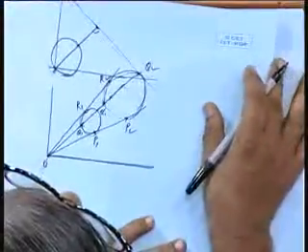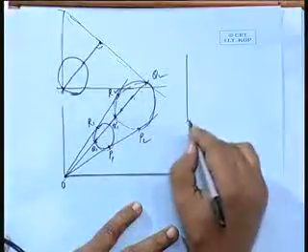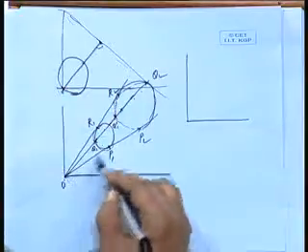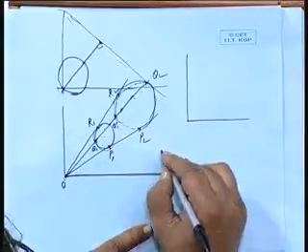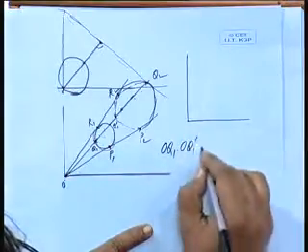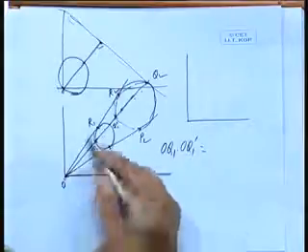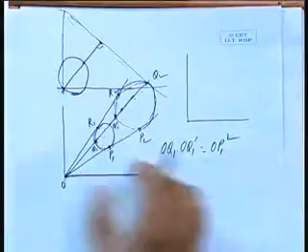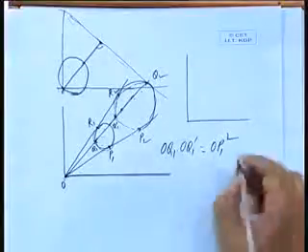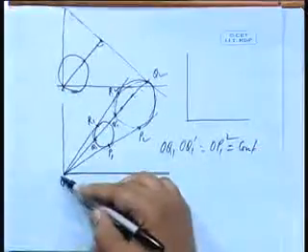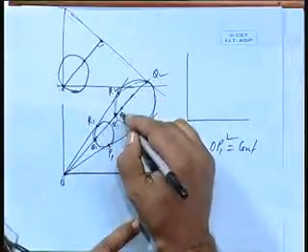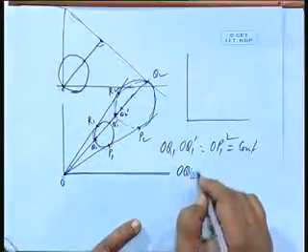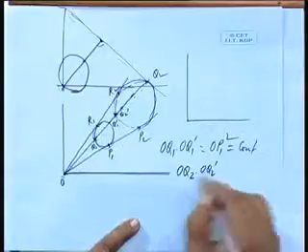Should I leave it as an exercise or would you like me to prove it? Okay, I will give you the hints. See, OP1 into OP2, OQ1 into OQ1 dashed is equal to OP1 squared or OR1 squared, either way, okay, because the tangents are of same length. OP1 squared, this is a constant. Similarly, Q2, Q2 dashed, OQ2 into OQ2 dashed. What will it be equal to?